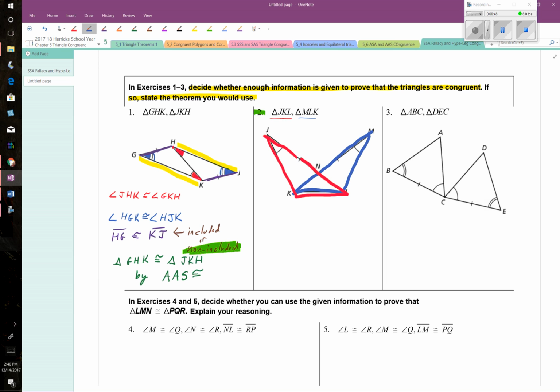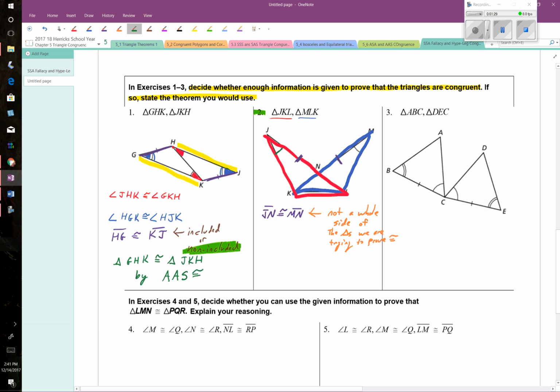Okay, now looking at this, we have this side is congruent to this side, but let's write that in. JN is congruent to MN. Now this is a problem. This is not a whole side of the triangles we are trying to prove congruent. So that's a problem. Okay, we might have to add something to this, but let's continue anyway and see what happens.